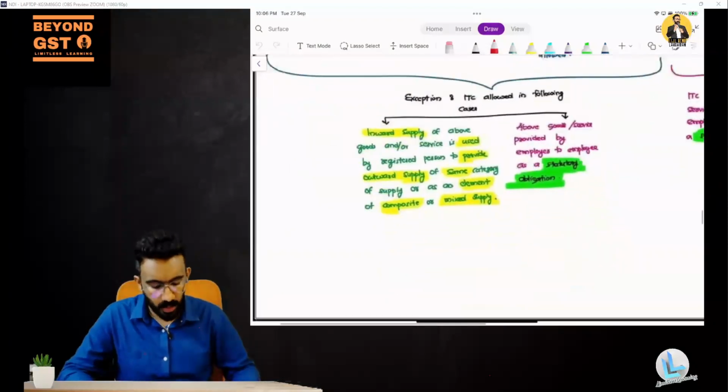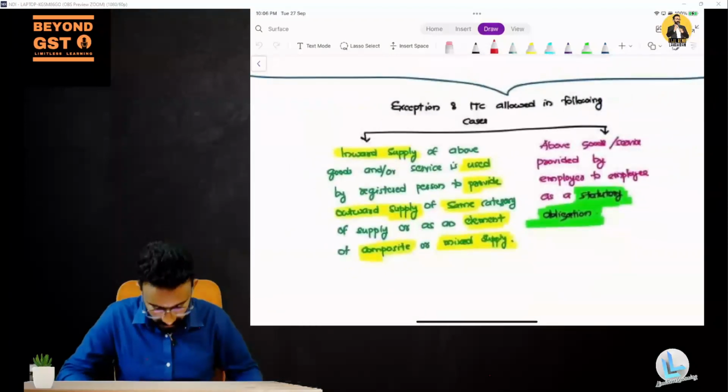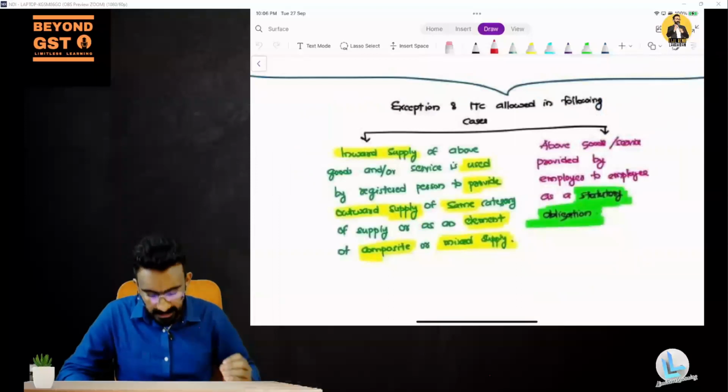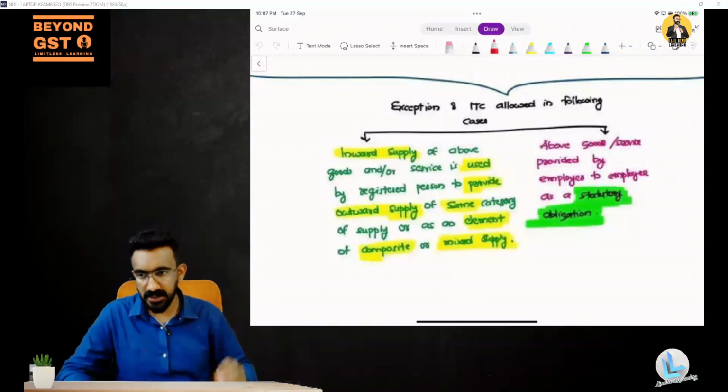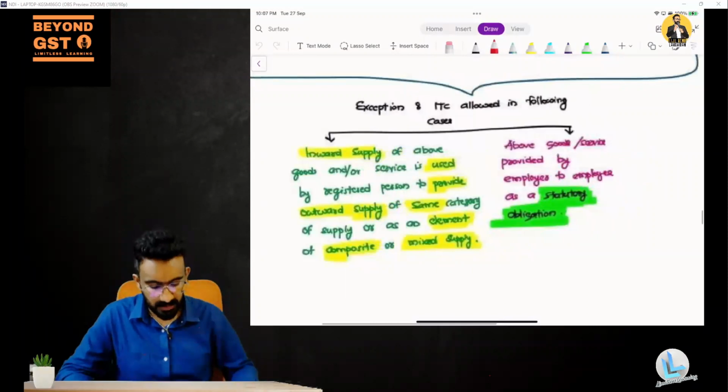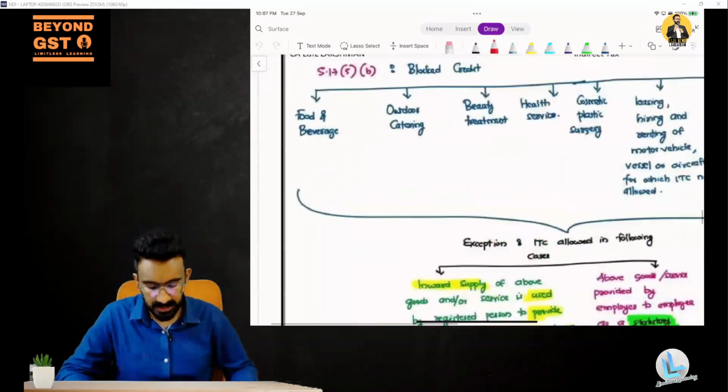But there are 2 common exceptions to all of these 7 items. Which are they? One, the inward supply of the above goods and or services is used by a registered person to provide outward supply of the same category of supply or as an element of composite or mixed supply. Then, the above goods or services are provided by an employer to an employee as a statutory obligation. Now, let's look at each one of it and try to understand.